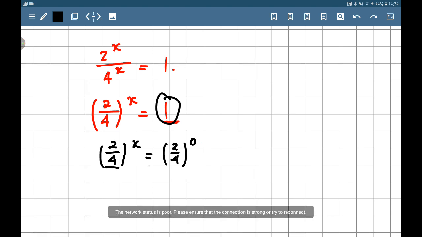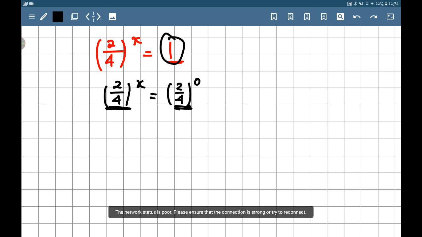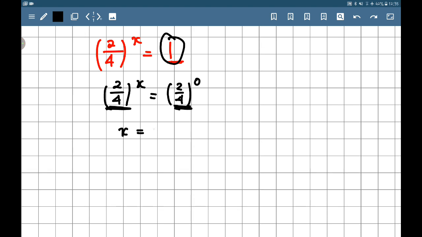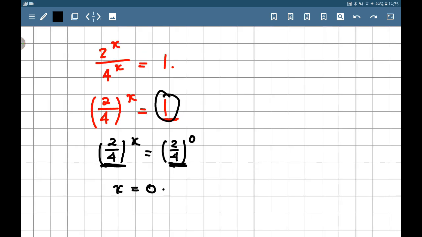And in exponents, we just have to get the bases of the exponents to be the same. Okay. So from here, since the bases are the same, we can say x is equal to 0. Do you see that? Yeah. So let me explain this again. Can I tell you what I did?